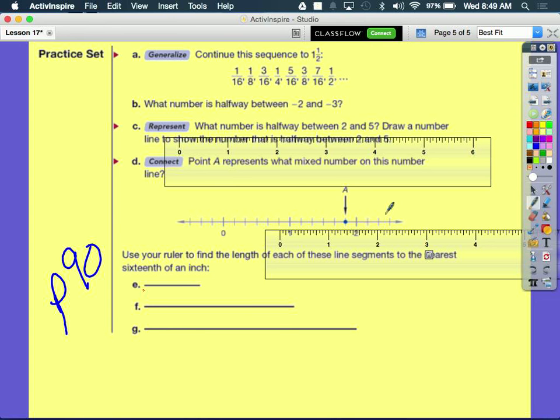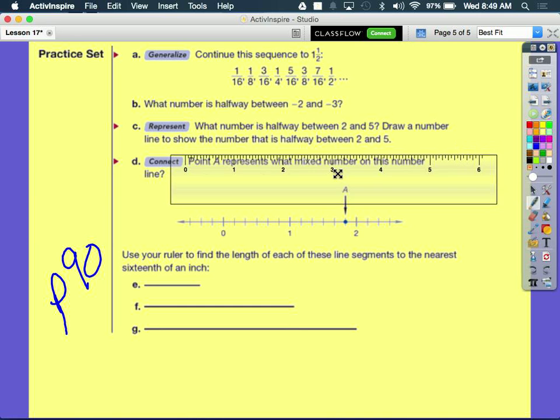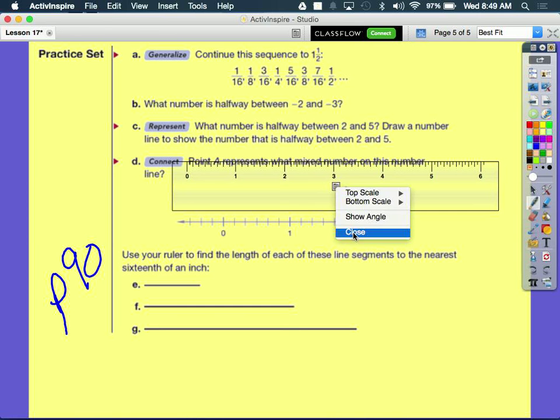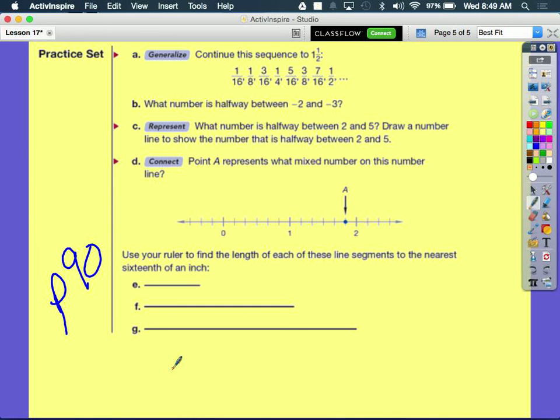Do the practice set. Make sure if you have any questions, you bring them and ask them in class. For E, F, and G, you're going to have to use your book. Hopefully you have your book with you. If not, do it as soon as you have a book with you. You're going to have to take a ruler and measure those segments. And if you have any questions, make sure you bring them to class.